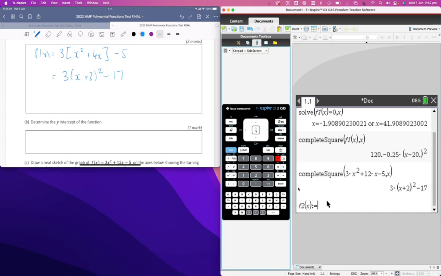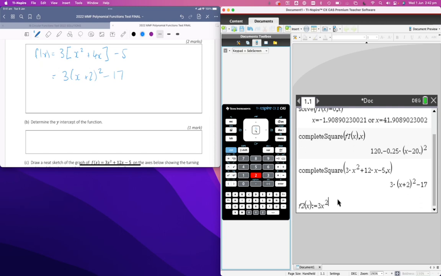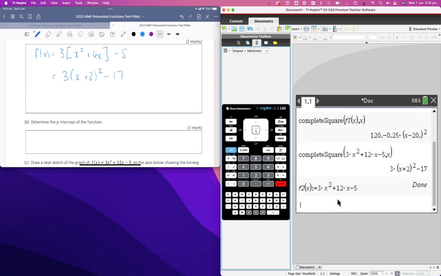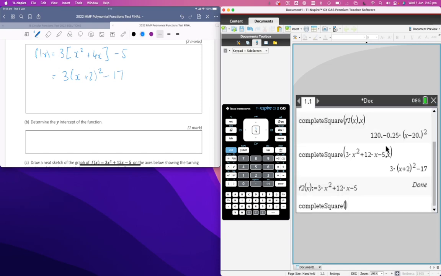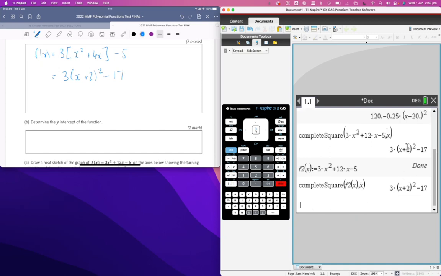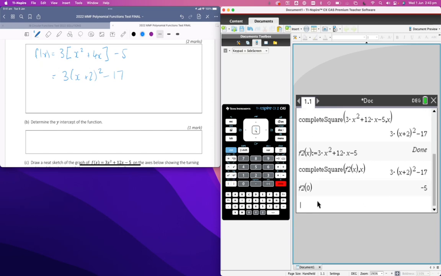control this bit here, so you get the colon equal, which means is defined as, and I can put in my function 3x squared plus 12x minus 5. So I can define the function. I could have then gone Menu, Algebra, complete the square, and then just gone f2 of x with respect to x. There we go. It's the same value as before, unsurprisingly. And then I could have gone, well, I need to know the y-intercept, and the y-intercept is when x equals 0. So I can go f2 of 0, and it's minus 5, just like that.